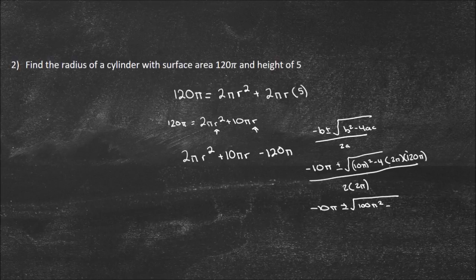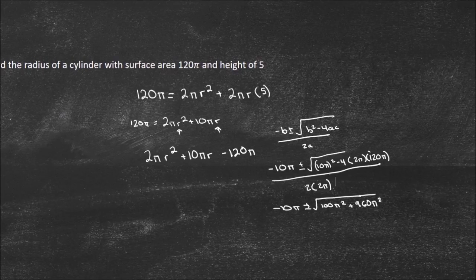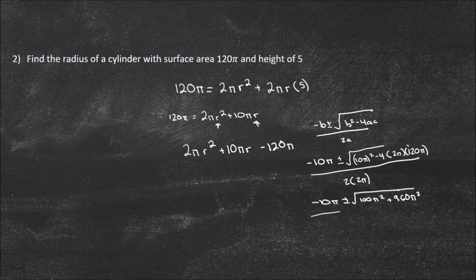So minus 4 times 2. What's 4 times 2 times 120? Well, 2 times 120 will give me 240, and that's a negative. So negative 240 times 4 is going to be 960. So positive 960 pi squared, because you're multiplying pi times pi, so that becomes pi squared. All divided by, now 2 times 2 pi will become 4 pi.